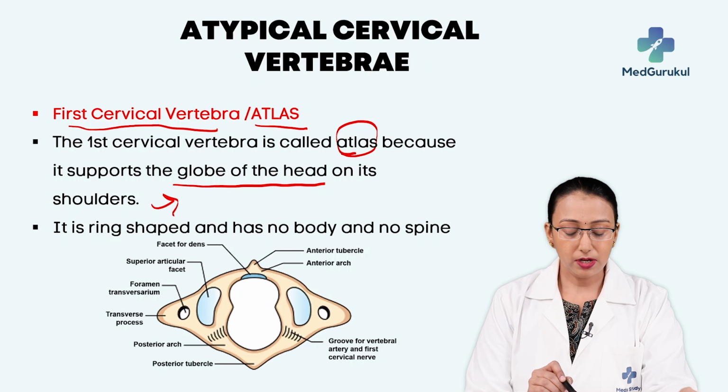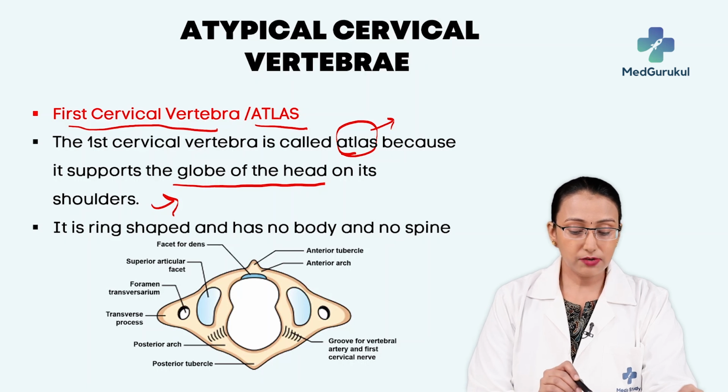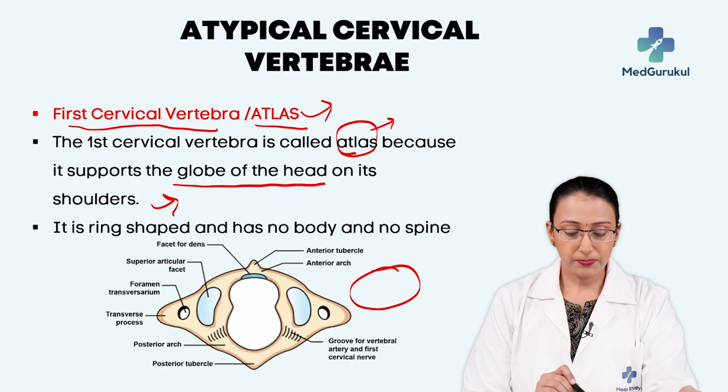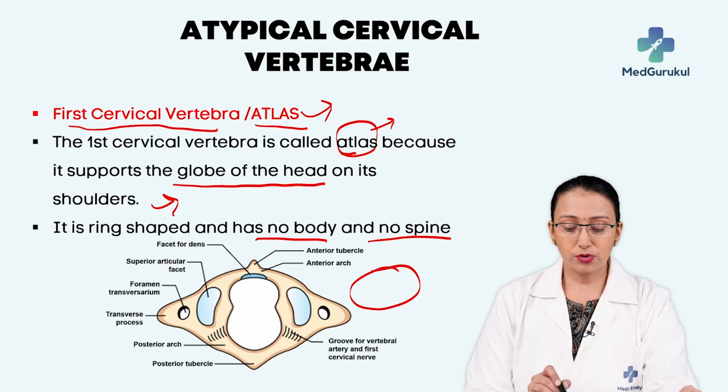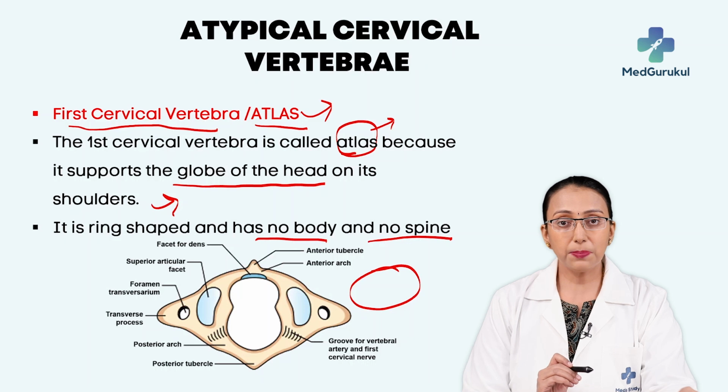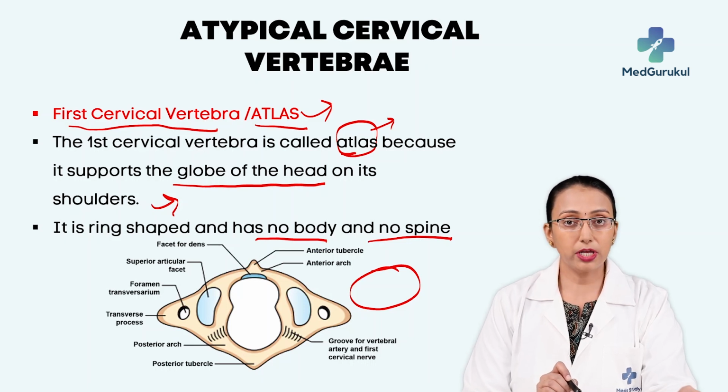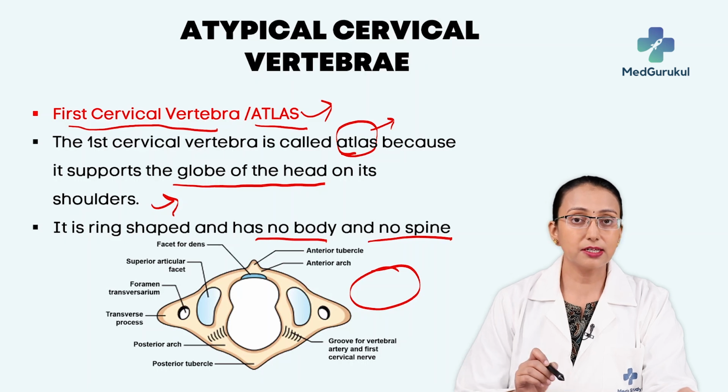Hence, the name is given according to Greek mythology, the god who was holding the earth. So, it is given the name atlas. Then it is ring shaped, as we can make out here. It has no body, no spine. When compared to the typical cervical vertebrae, this does not have a body or spine. This is a feature of the first cervical vertebra, which is ring like, that is the atlas.